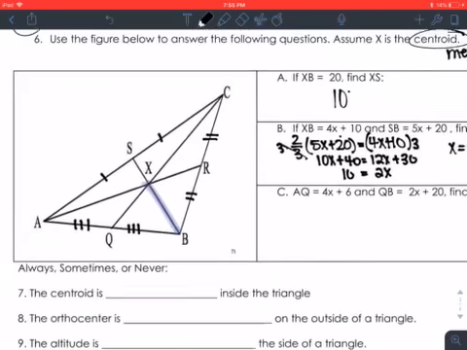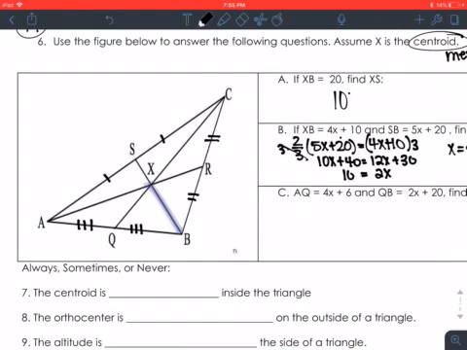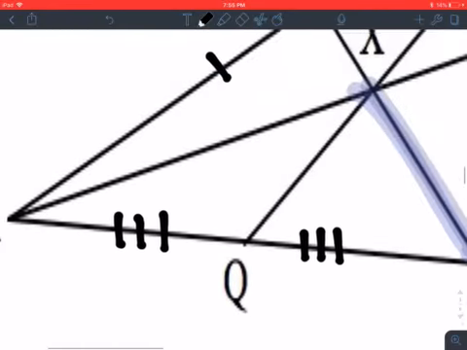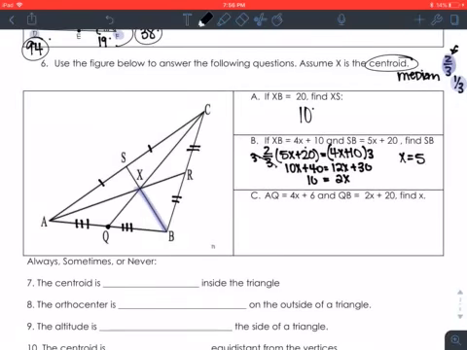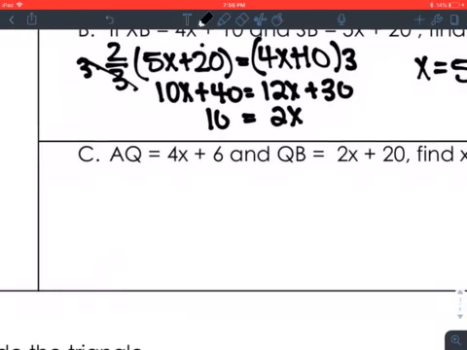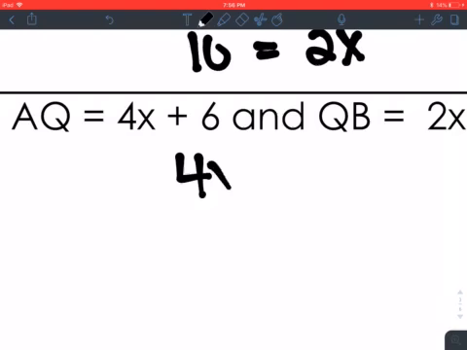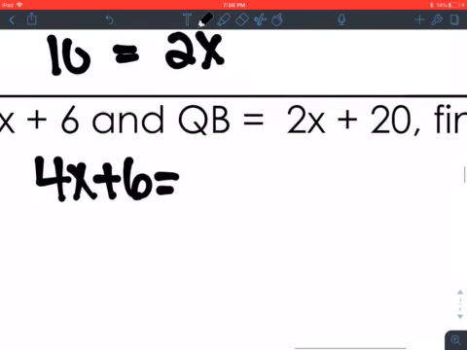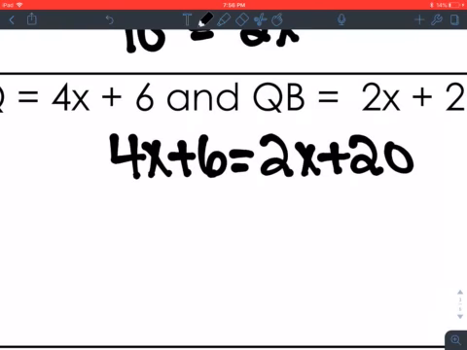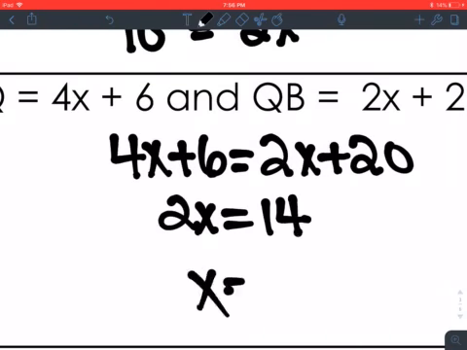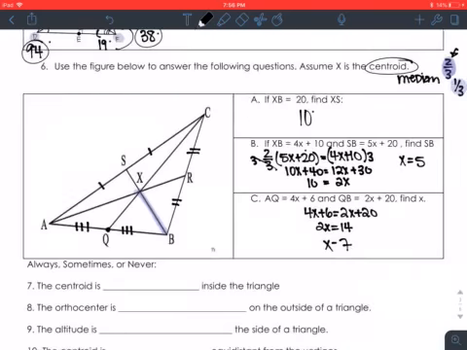Now, our next one is dealing with AQ and QB. If you look at my picture, I recognize that Q has to be the midpoint because I'm dealing with medians. And so I'm given AQ and QB, which means I can just set these two equal to one another. So 4x plus 6 is equal to 2x plus 20. Solving, you get 2x is equal to 14, which means that x is equal to 7.